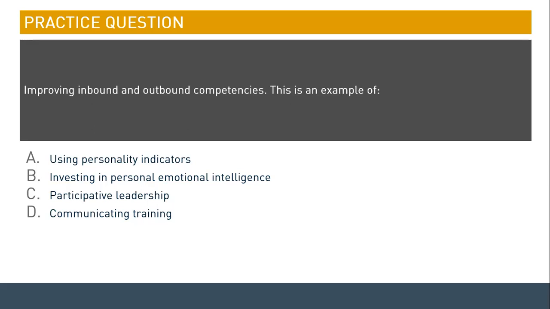All right, 3, 2, and 1. So if you open up the PMBOK Guide 6th edition, you take a look at page 310, you'll find the answer. This is pretty much EI. It says emotional intelligence. The project manager should invest in personal EI by improving inbound and outbound competencies. All right, so the answer is investing in emotional intelligence.